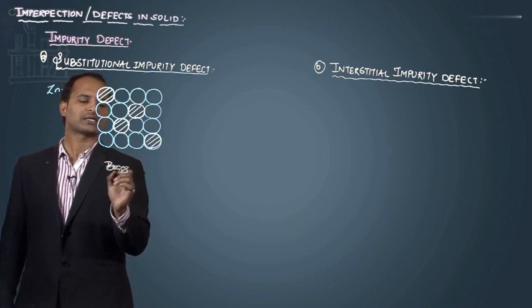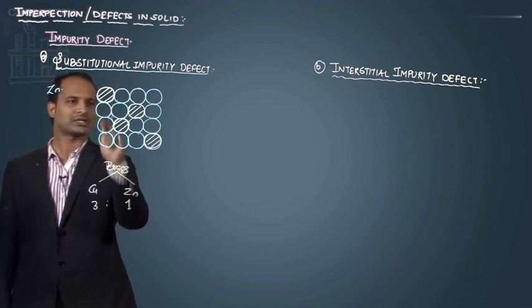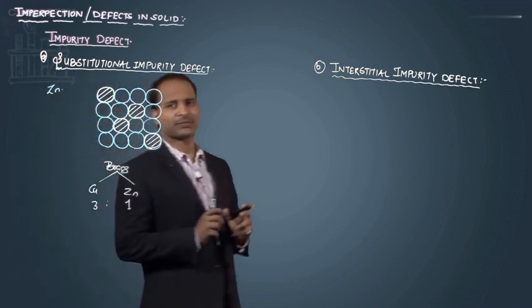Brass is an example, an alloy of copper and zinc, which are present in the ratio of 3:1. So this is brass, which is a mixture of copper and zinc.